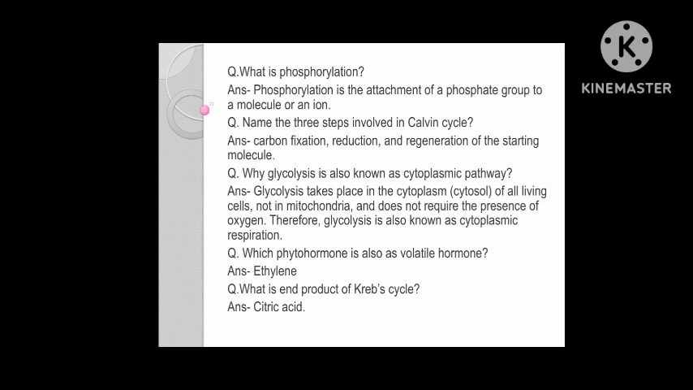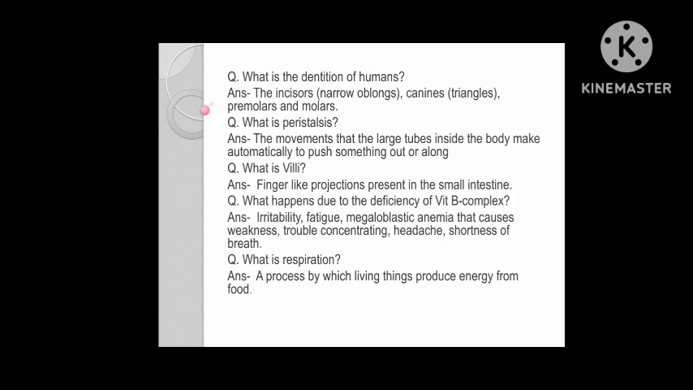Why is glycolysis also known as cytoplasmic pathway? Because glycolysis takes place in cytoplasm of all living cells, not in mitochondria, and does not require the presence of oxygen. Therefore, glycolysis is also known as cytoplasmic respiration. Then next question, which phytohormone is also known as volatile hormone? It's ethylene. Then what is end product of Krebs cycle? It's citric acid.